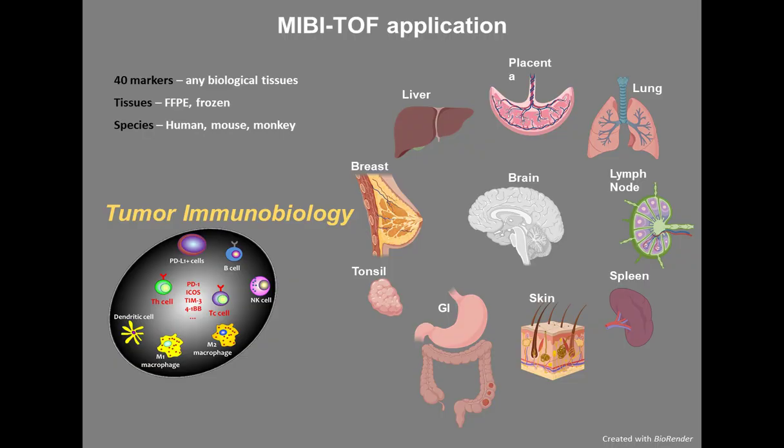Moving to the next slide, we can see that we're currently implementing MIBI on different biological tissue, like liver, placenta, lung, upper and lower GI, breast, spleen, lymph node, skin, tonsil, and also in brain, in order to characterize the host immune responses within and around the tumor microenvironment, with a particular focus on the stimulatory and inhibitory immune checkpoint molecules and their ligands. We currently work with both FFPE as well as frozen tissue, mainly from humans, monkeys, and mice.